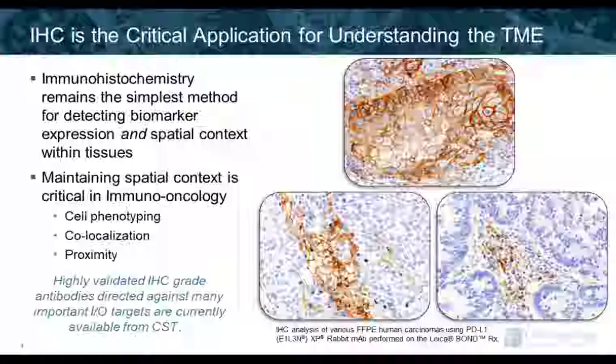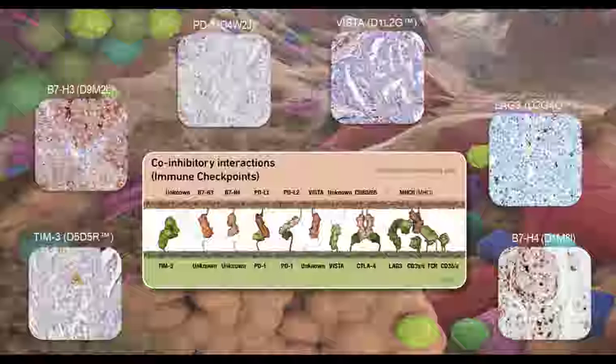In order to perform even a simple singleplex chromogenic IHC assay, highly validated antibodies are required. I want to quickly showcase a number of immuno-oncology focused targets for which CST has highly validated IHC-grade antibodies. I'll start with some co-inhibitory molecules that are expressed on both tumor cells and on immune cells. Here we have a selection of co-inhibitory molecules such as PD-1, TIM-3, and LAG-3, which we know are expressed on T cells, among other cell types, and also markers such as B7H3 and B7H4, which can be expressed primarily on tumor cells.